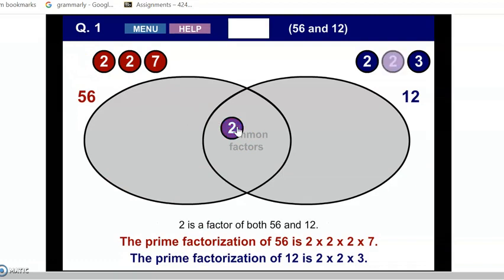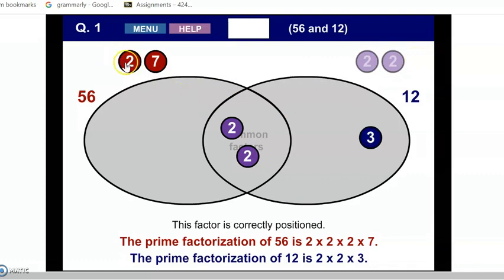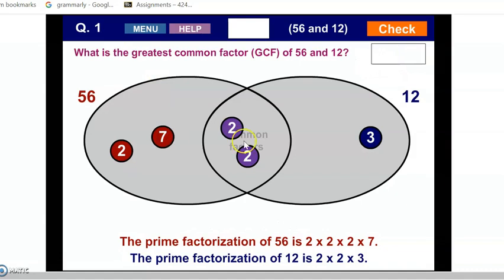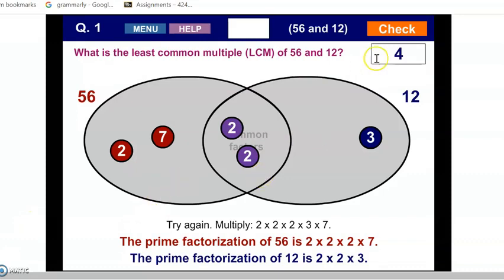Okay. 2 is a factor of both 56 and 12. And see what I did? I dragged that here and it shaded it in here. We have another 2. Okay, we don't have anything else here. The factors of 12, this is going to fall in here, this will fall in here, and this will fall in here. So what is the common factor here? 2 times 2, which is 4.